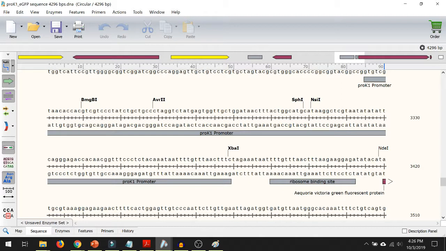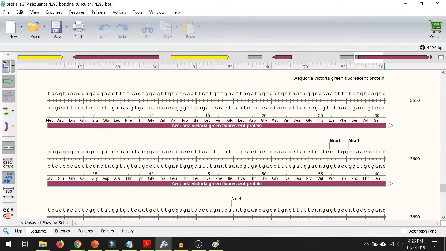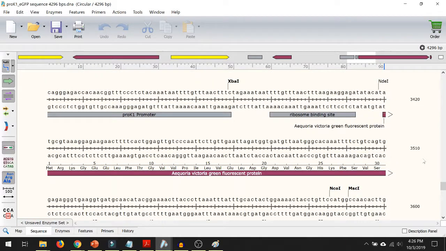Now, after that is a ribosome binding site. The ribosome binding site tells the ribosome where to bind the mRNA, right? If you remember from last class, we talked about how the ribosome makes the proteins. So the ribosome needs a binding site so it can make the protein that is your gene of interest. In this case, it's green fluorescent protein.